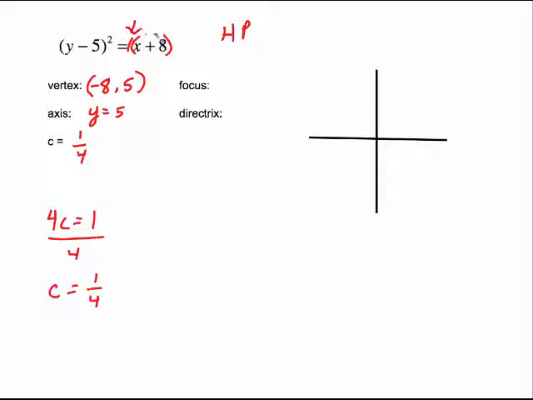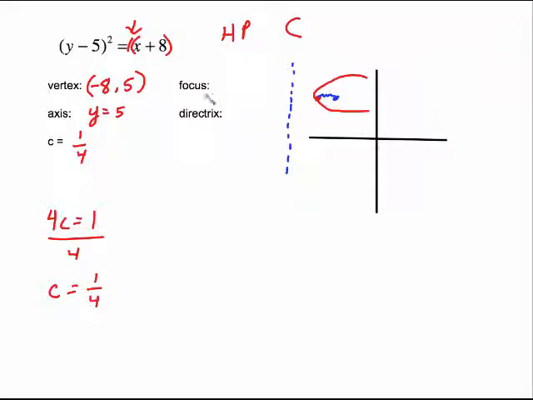Because that coefficient is positive, I know it's going right. So from the vertex of negative 8, 5, which is somewhere here, it does not have to be exact, we know it is going to face to the right. And we know that our focus is inside and that our directrix is outside. Where is the focus specifically? It is 1/4 to the right.